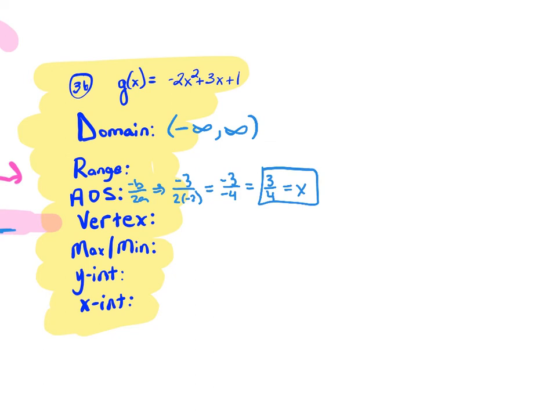Now for our vertex. Our x in our vertex is going to be 3/4. To find what our y is, we need to plug the x back in. So we have negative 2 times 3/4 squared plus 3 times 3/4 plus 1.